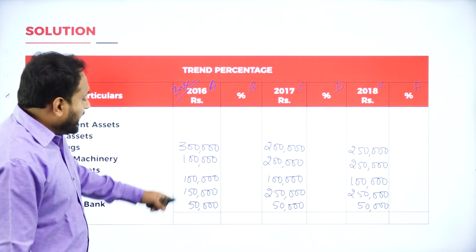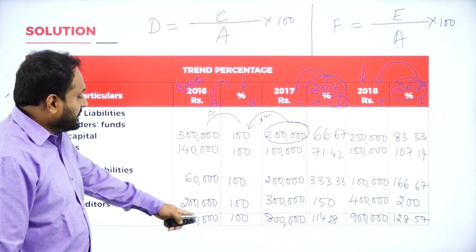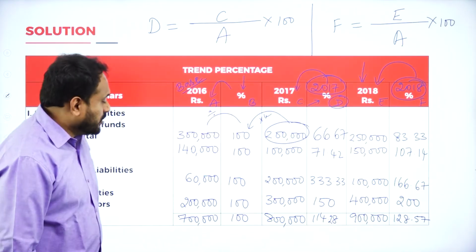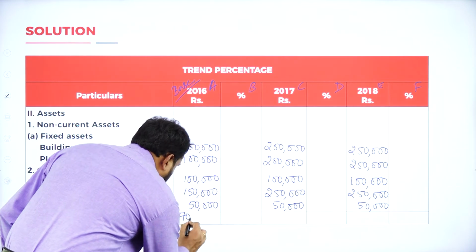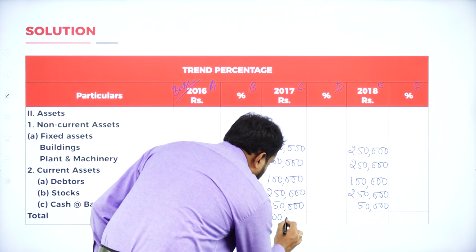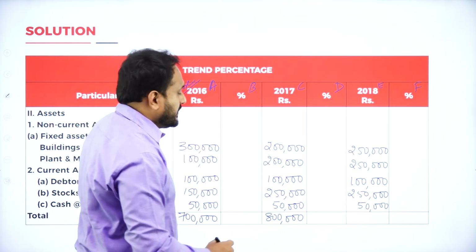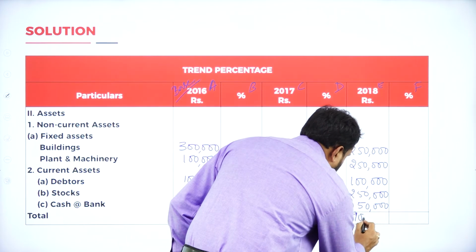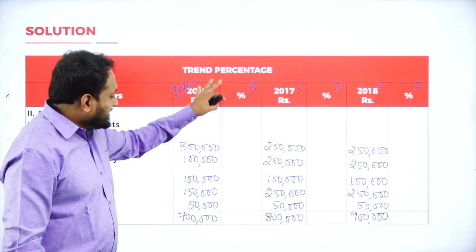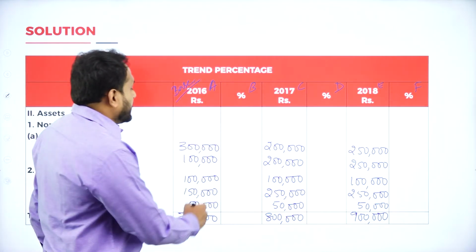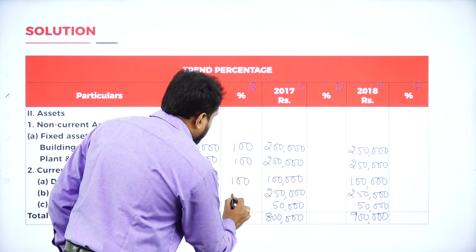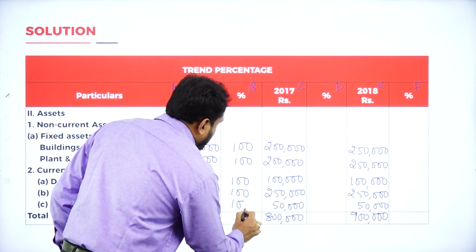If you calculate what should happen, you will get 7 lakh, 8 lakh, 9 lakh. Why? Because here also 7 lakh, 8 lakh, 9 lakh. So we'll go with that. And I told you that if 2016 is the base, the trend percentage here is 100. Same way 100, 100, and 100.